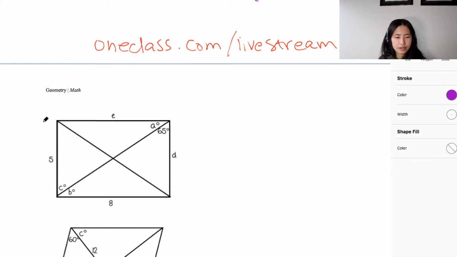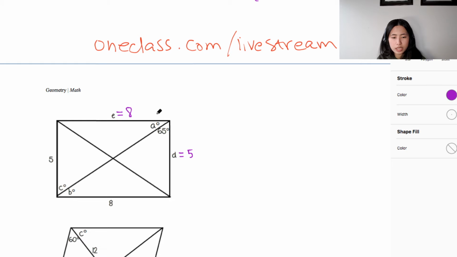Okay, so we still have a rectangle and we have A degrees, C degrees, B degrees, 65, and all of the variables on the sides. So in our length, we know that this is 8, therefore this has to be 8 as well, because the opposite sides of a rectangle are congruent, if you recall. And then if you have D, the opposite side would be 5, therefore this is also 5, because opposite sides of a rectangle are congruent, meaning they're exactly the same dimension.